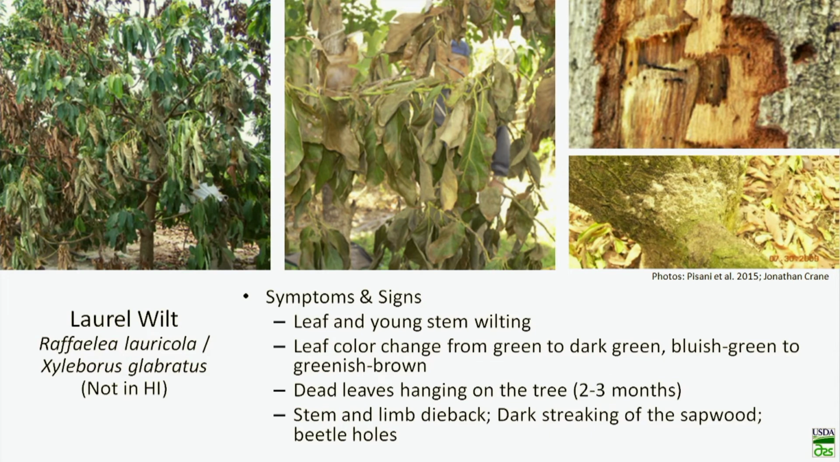Oftentimes a very rapid death of the plant. The avocado leaves will remain attached for months, looking brown and necrotic. If you look at the sapwood, you're going to see internal discoloration, and the presence of beetles is a telltale sign, and that's the boring dust that you're looking at.